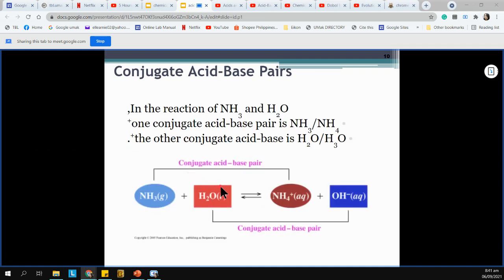And then here's another example, explaining further when it comes to bases. So you have here ammonia, which is considered as a base here. It will now become an acid here. And then the water here will become an acid and then will become the base here.